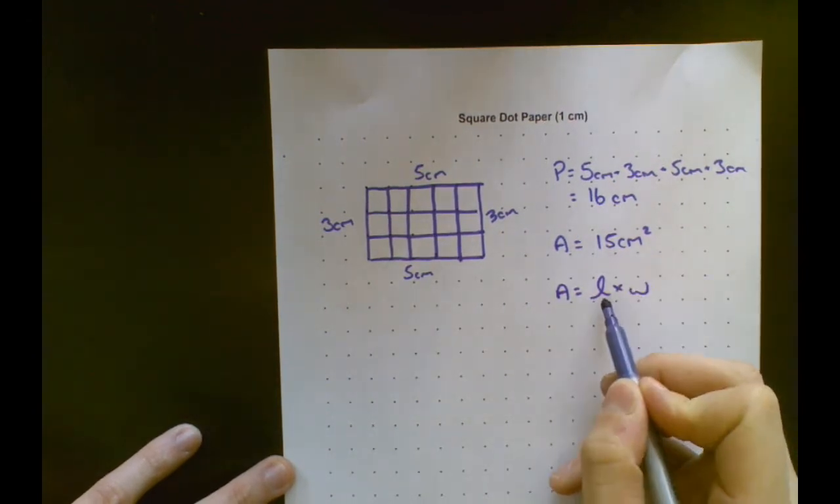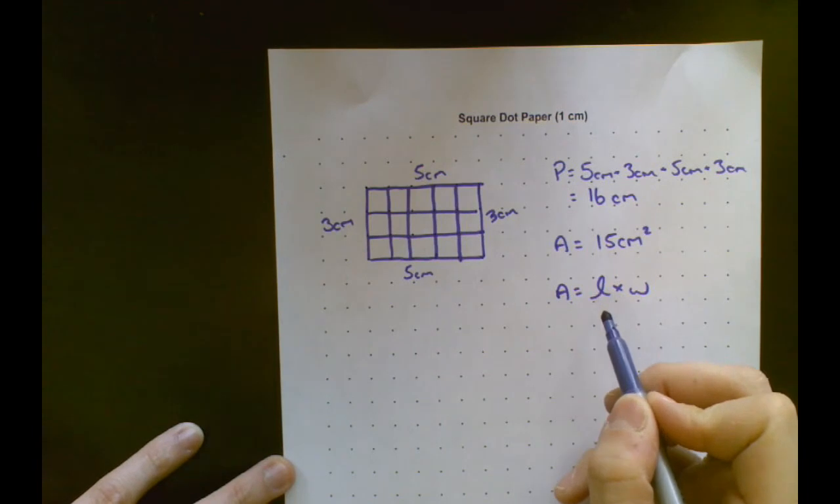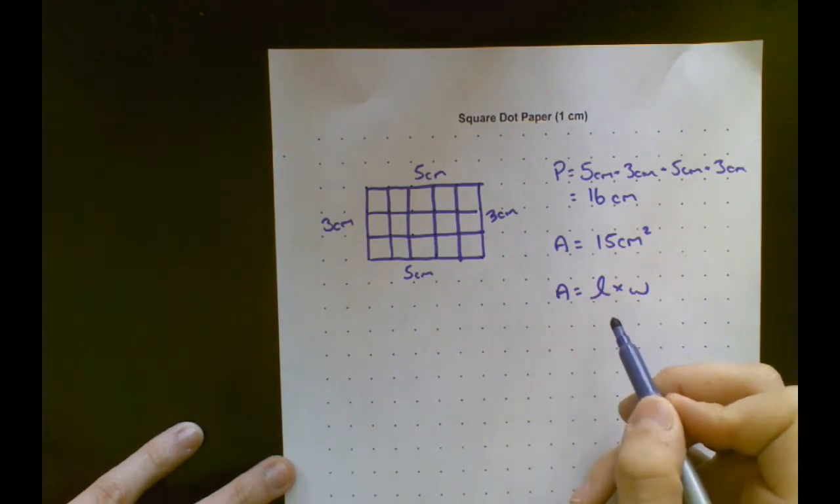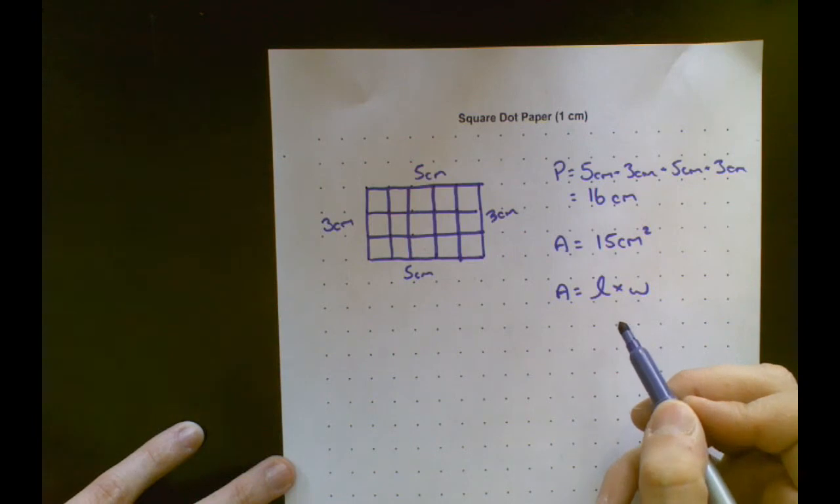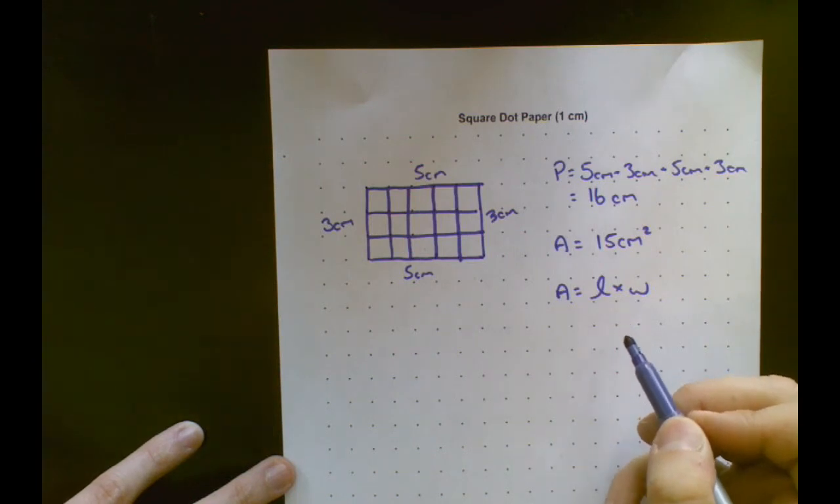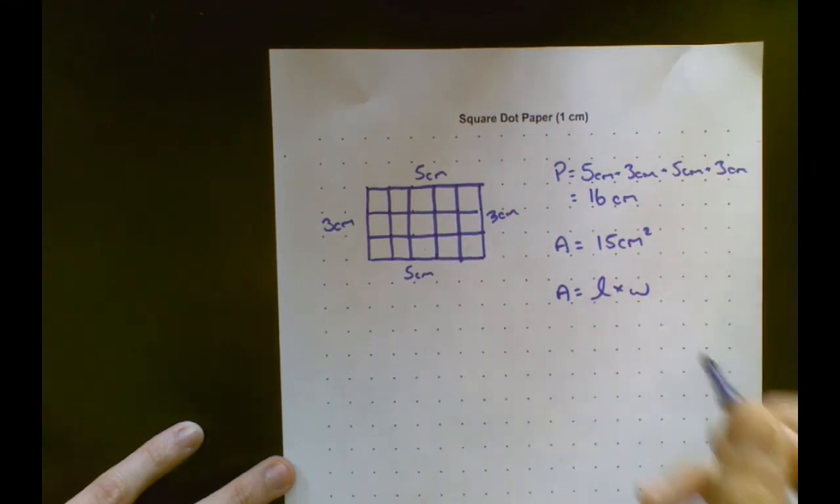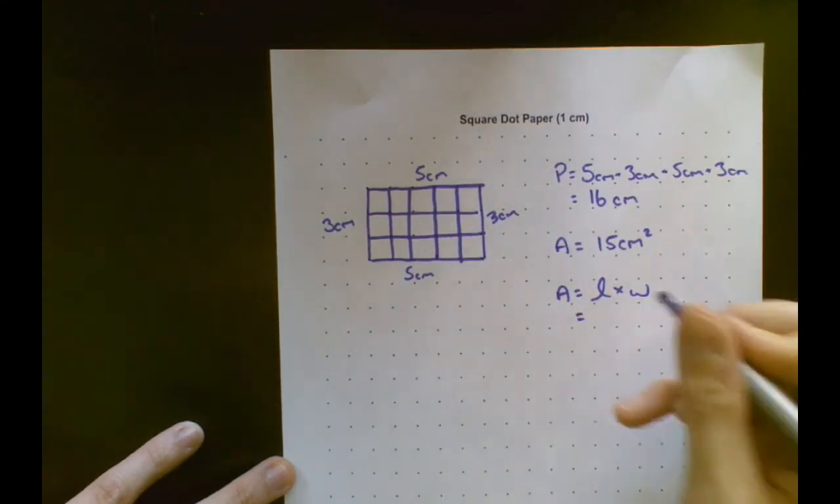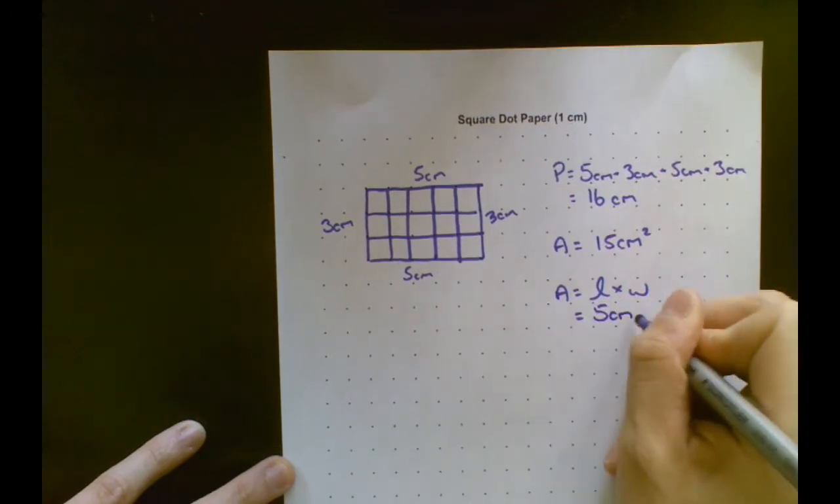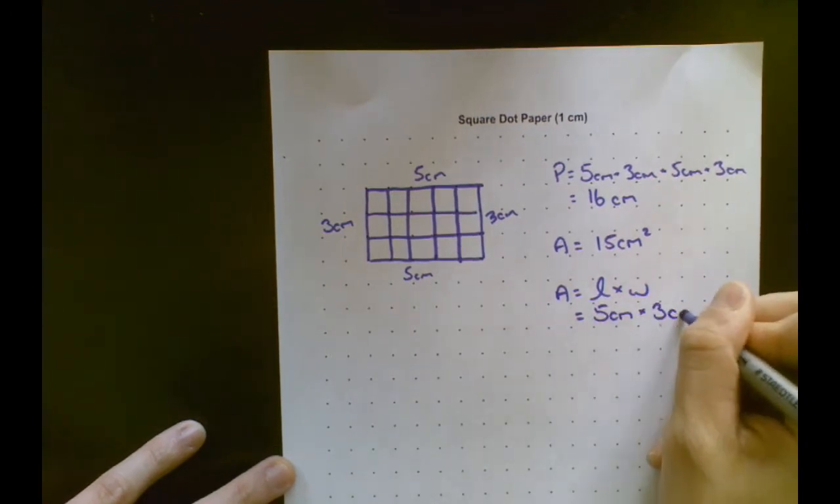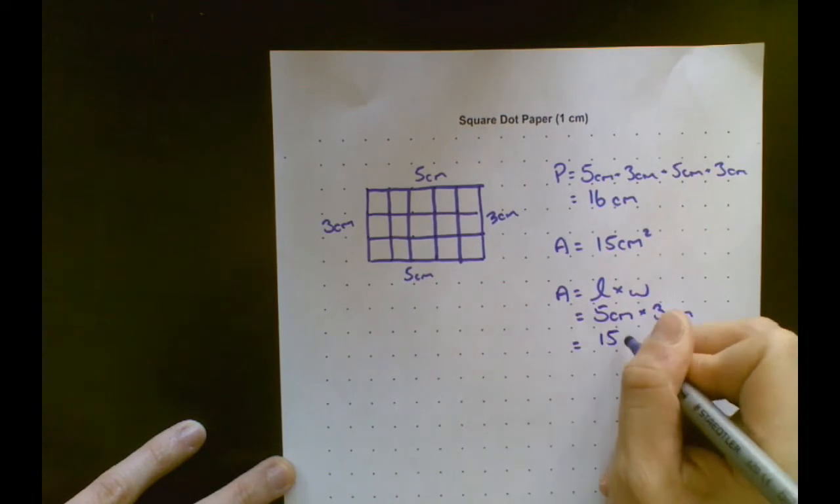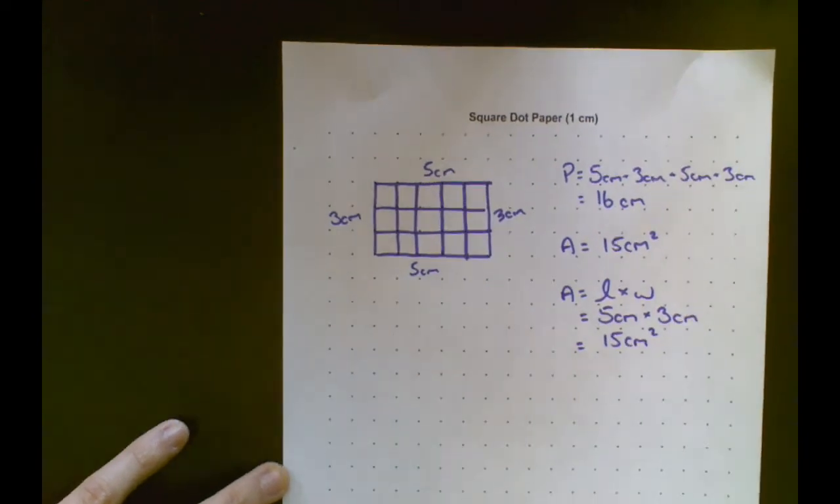We use this version of an L because lowercase l looks kind of like a 1, which we don't want to mistake. And uppercase L is actually going to be used for leaders. So you want to use this loopy handwriting one when you're doing length. So we have 5 centimeters multiplied by 3 centimeters is equal to 15 centimeters squared.